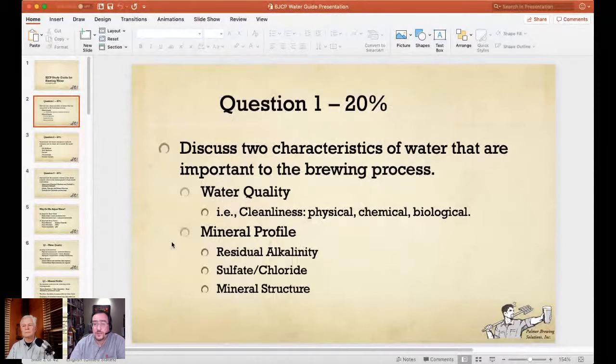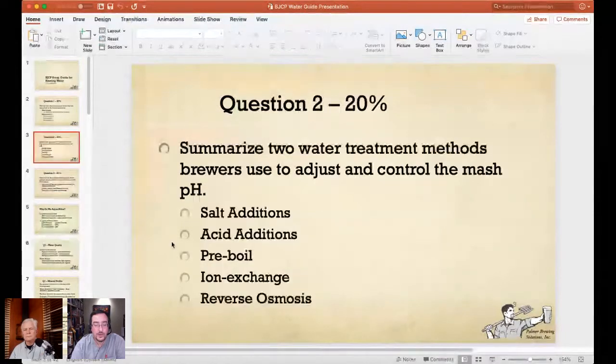Question 2, summarize 2 water treatment methods that brewers use to adjust and control the mash pH. Actually, they're more like 5, and these would be salt additions, acid additions, pre-boiling the water to precipitate temporary hardness, ion exchange to soften the water or strip out minerals, and then reverse osmosis, which more of you are familiar with, that you use to remove all the minerals from the water. Okay, so any 2 of those.